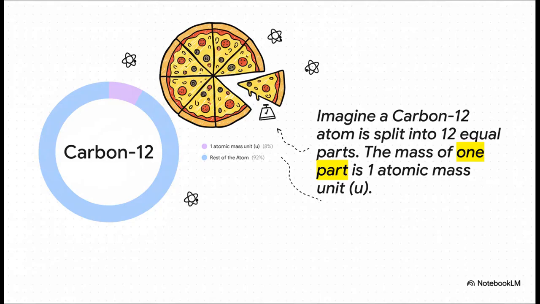Okay, think of it like this. Imagine a carbon-12 atom is a pizza. We cut that pizza into 12 perfectly equal slices. The mass of just one of those slices, that's our standard unit. That's 1 u. So now, when we want to weigh any other atom, we're basically just asking, how many pizza slices does this thing weigh? It's a brilliant way to measure something so small.